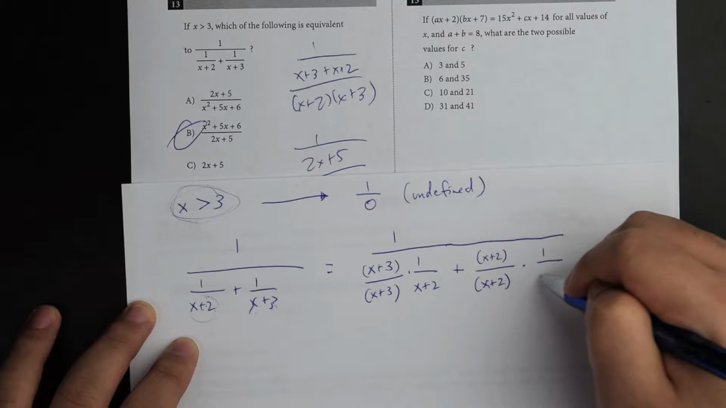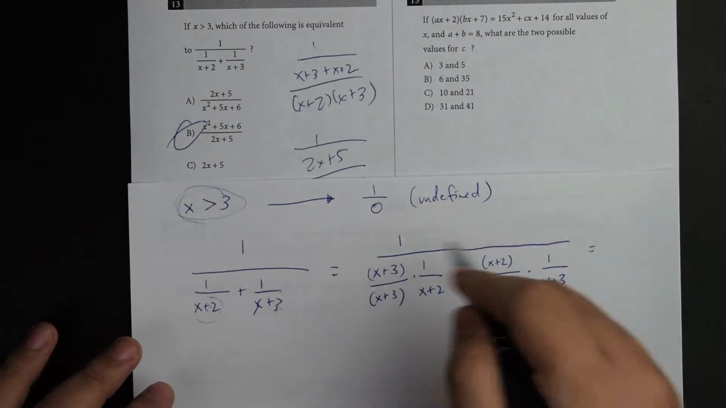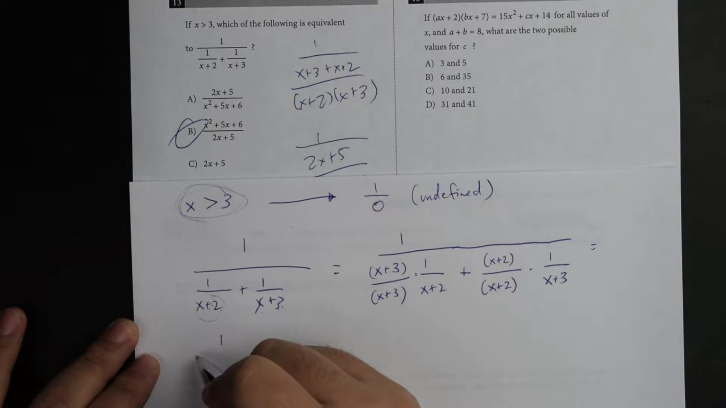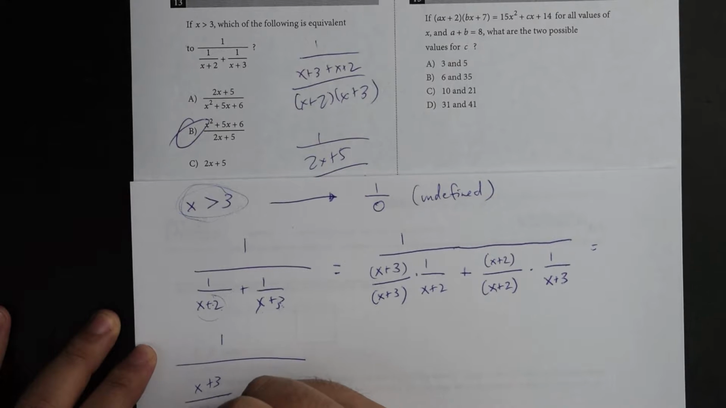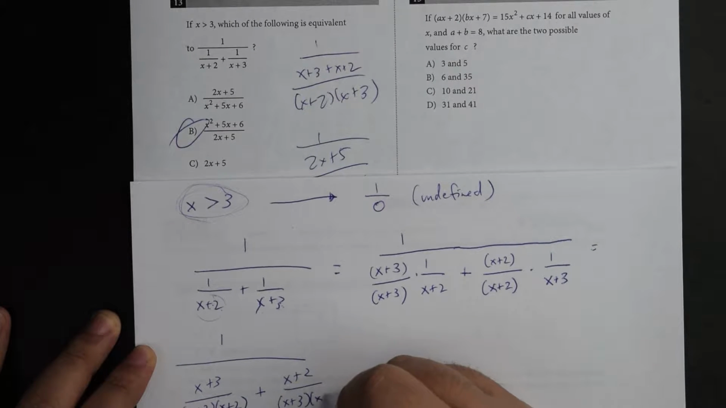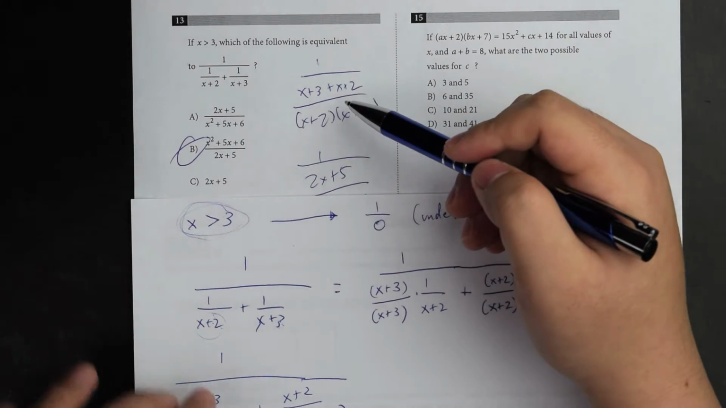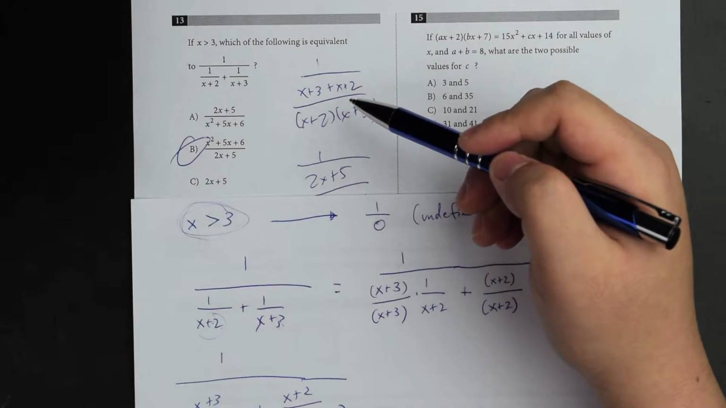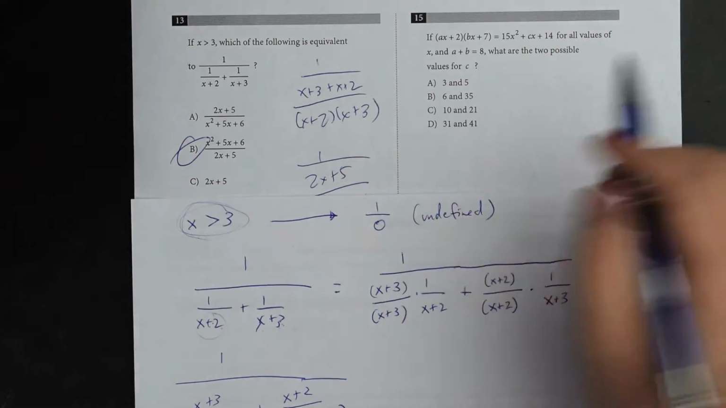So there, 1 over x plus 3. When I combine it all together, it's going to be x plus 3 over (x plus 3)(x plus 2), plus x plus 2 over (x plus 3)(x plus 2). I was able to skip that step because I realized I'm just moving the components of one fraction to the other, and the other to the first.